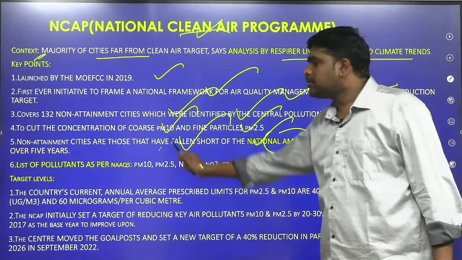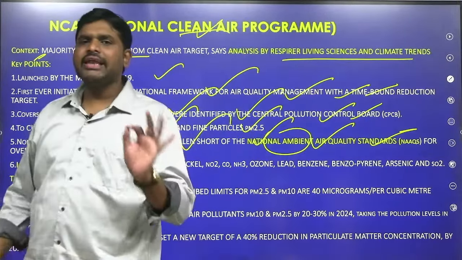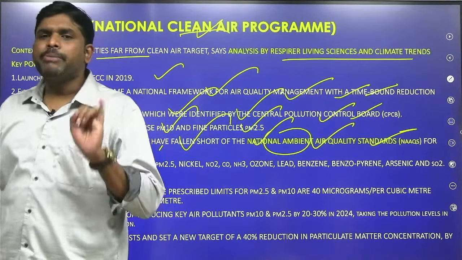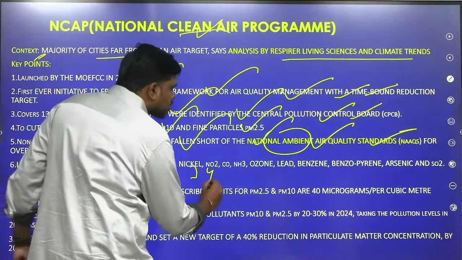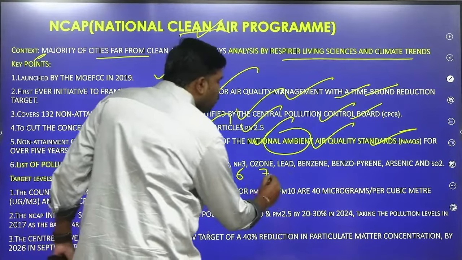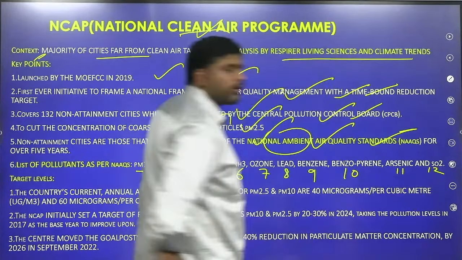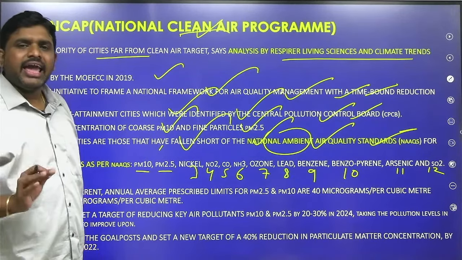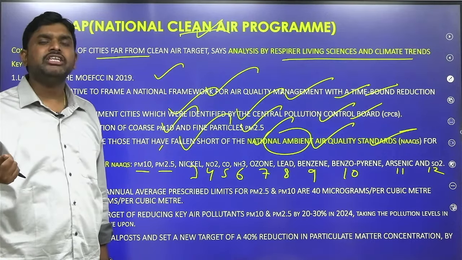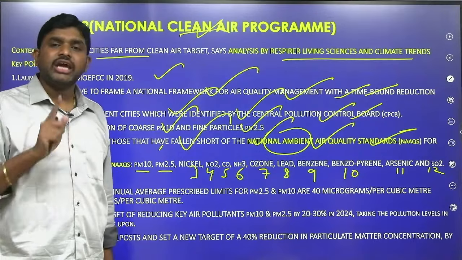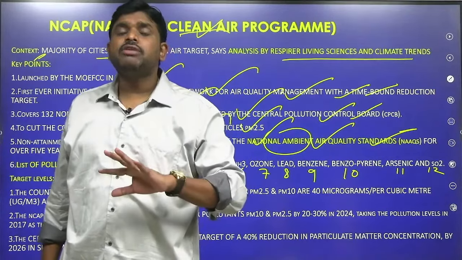So, the pollutants as per NAAQS. What are those? Remember this. The list of pollutants as per NAAQS, which are underperforming: PM2.5, PM10, nickel, nitrogen dioxide, carbon monoxide, ammonia, ozone, lead, benzene, benzopyrene, arsenic, sulfur dioxide. Under NAAQS, the main components are PM10 and PM2.5. Other than these, 10 other components are also studied with respect to air pollution. Many times they ask this question: which of the following chemicals come under this, and which of the following doesn't come under this.